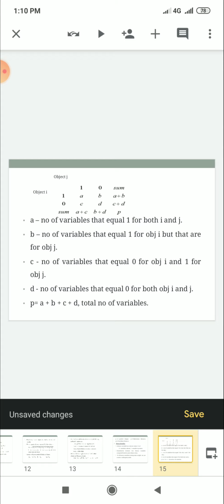Here q is the number of variables that equal 1 for both objects i and j. r is the number of variables that equal 1 for object i but 0 for object j. s is the number of variables that equal 0 for object i and 1 for object j, and t is the number of variables that equal 0 for both objects i and j. p = q + r + s + t, that is the total number of variables.